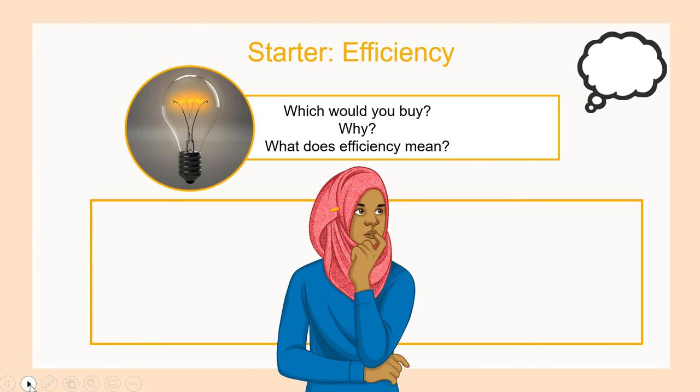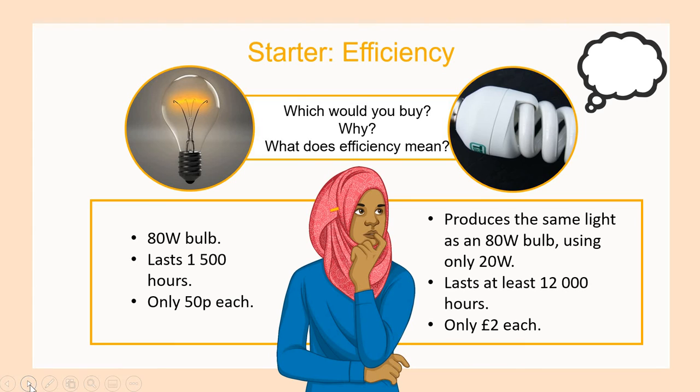First of all, which of these two light bulbs do you think you would buy and why? And can you use this to work out what efficiency means? So, the light bulb on the left is an 80 watt bulb and that's its power, and it lasts 1,500 hours, but it only costs 50 pence. Whilst the light bulb on the right is more expensive at £2 each. It produces the same light as the other bulb, but only 20 watts, so it uses less power, and it lasts 12,000 hours before you need to buy a new one.